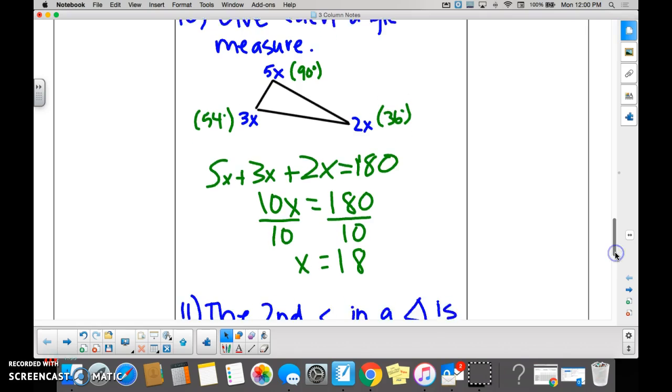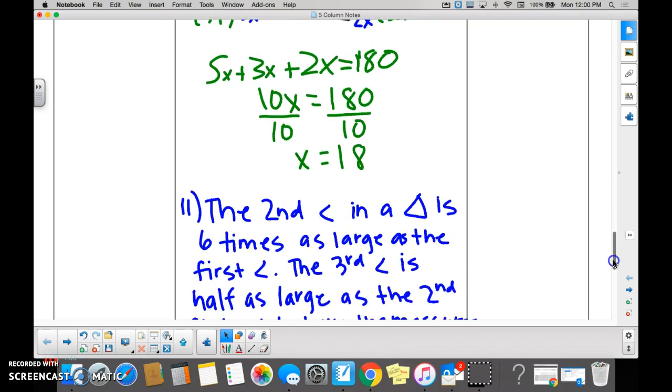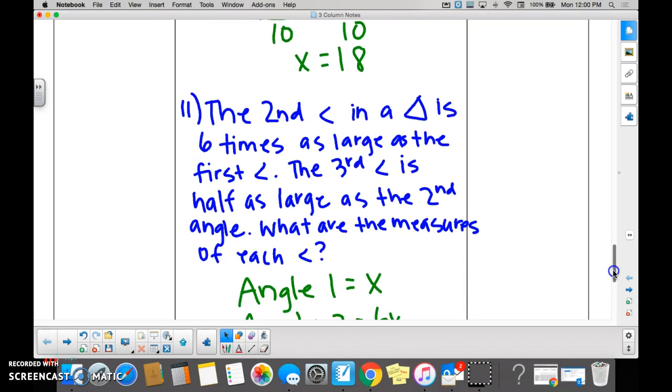Okay, here we had to solve for x first, and then we had to remember to go back and solve for the angles. A lot of us just stopped and we got x equals 18, but don't forget, go up and multiply so that we get the angle measures to equal 180 degrees. Good.